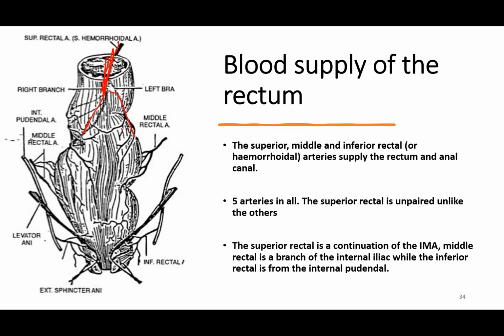So one of the branches is what? Superior rectal artery, okay? And it is coming from what? Inferior mesenteric. Then there's the middle and the inferior rectal arteries.